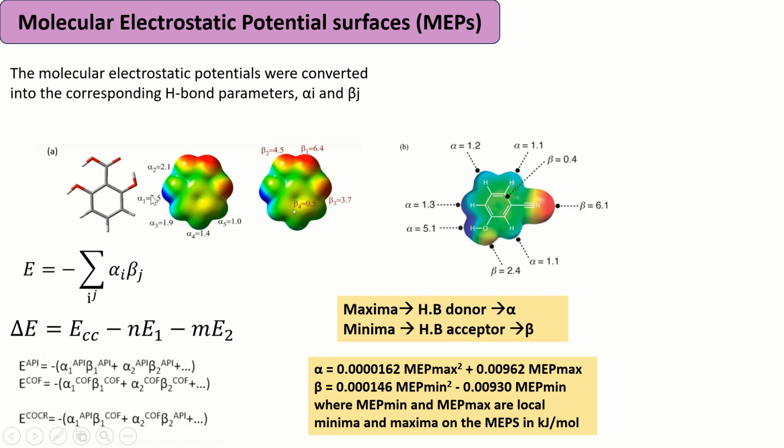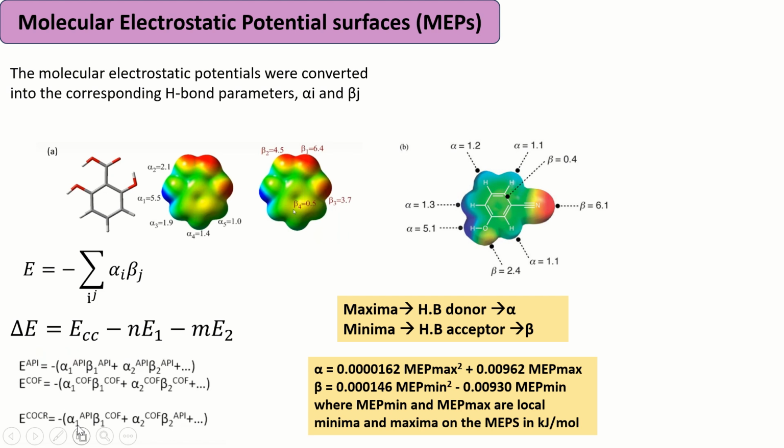The highest alpha is labeled as 5.5 and the highest beta is labeled as 6.4, and we will use these alpha 1 of API and beta 1 of API, similarly plus alpha 2 of API and beta 2 of API, and so on. Similarly, for the coformer, minus alpha 1 of the coformer multiplied by beta 1 of coformer plus alpha 2 of coformer and beta 2 of coformer, and so on. And for co-crystals, minus alpha 1 of API multiplied by beta 1 of coformer plus alpha 2 of coformer plus beta 2 of API, and so on.